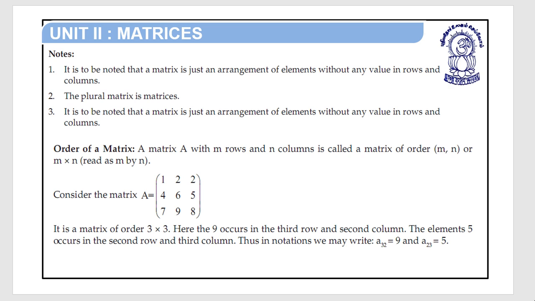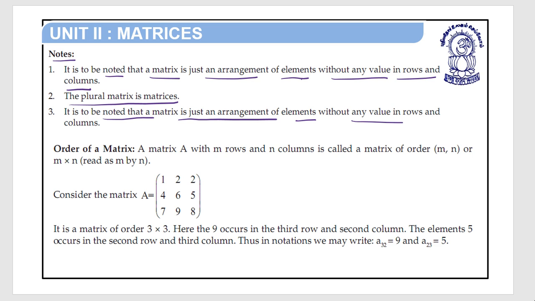Now focus on notes. It is to be noted that a matrix is just an arrangement of elements without any value in rows and columns. Second one is the plural of matrix is matrices. Third one is it is to be noted that a matrix is just an arrangement of elements without any value in rows and columns.